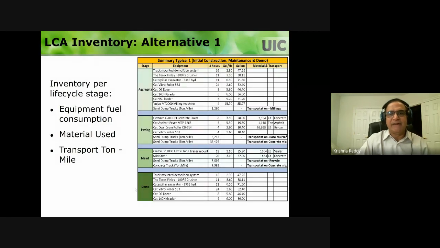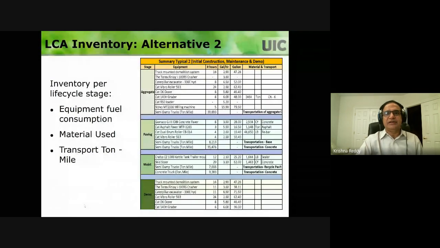So we did this one for alternative one, right? So we have equipment fuel consumption, all the materials that we used, and the material transport in terms of ton-miles. So this is aggregate preparation, and then paving, and then maintenance and demolition. So you can see these life cycle stages, what equipment is going to be used, how many hours are going to be used, what is the gas consumption rate, so total gas consumption. So all this information, for a sustainability assessment, you need all that.